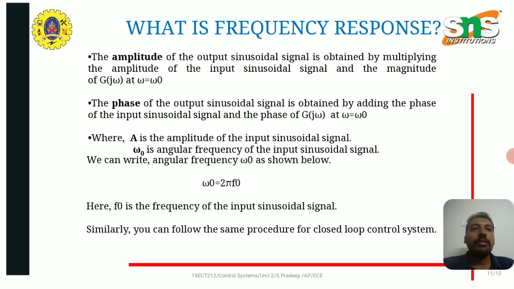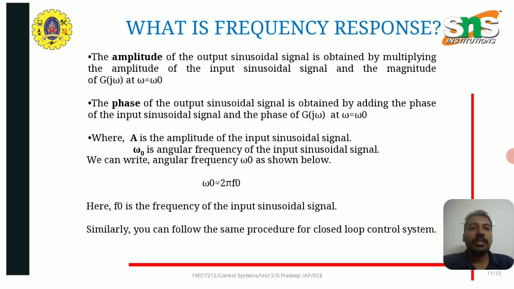The amplitude of the output sinusoidal signal is obtained by multiplying the amplitude of the input sinusoidal signal and the magnitude of G of j omega at omega equal to omega naught. The phase of the output sinusoidal signal is obtained by adding the phase of the input signal and the phase of G of j omega at omega equal to omega naught, where A is the amplitude of the input signal, omega naught is the angular frequency of the input sinusoidal signal. We can write angular frequency omega naught as omega naught equal to 2 pi f naught. Here f naught is the frequency of the input sinusoidal signal.